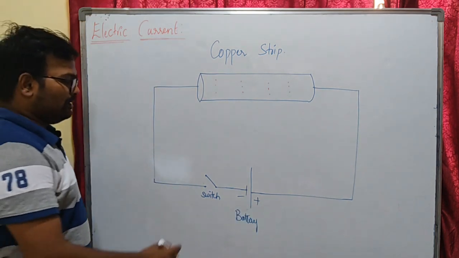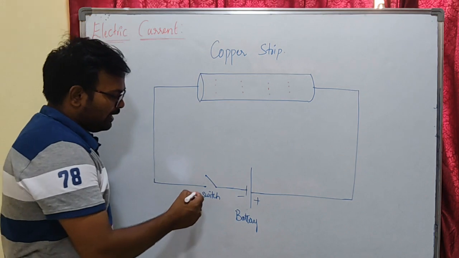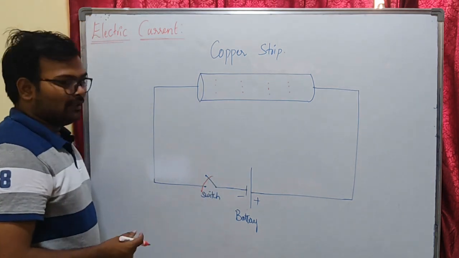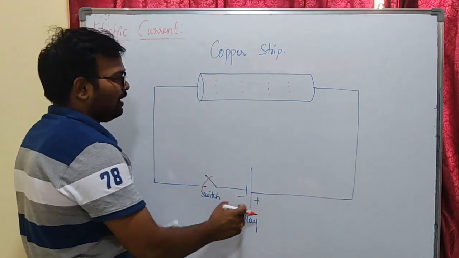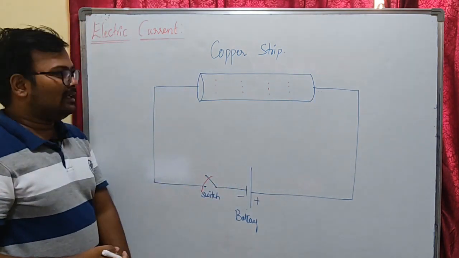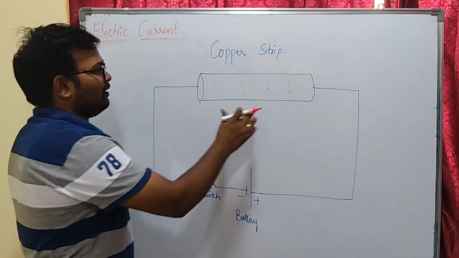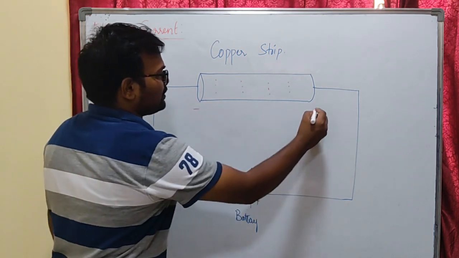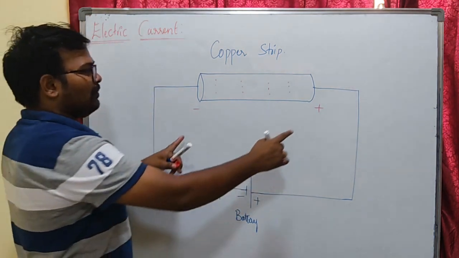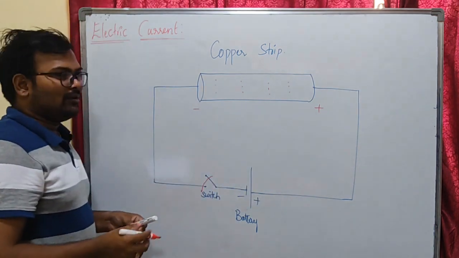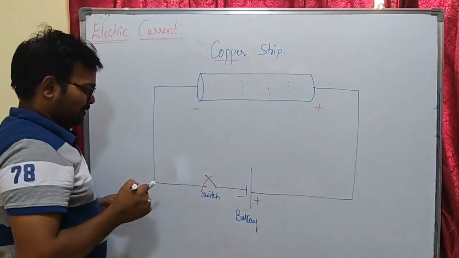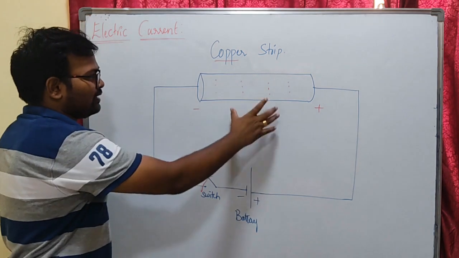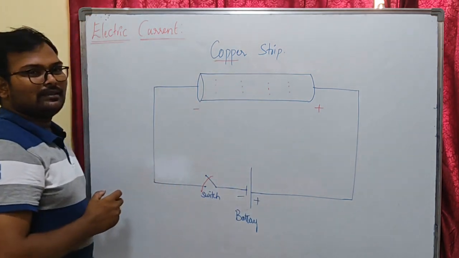Now this is a switch. Whenever I close this switch, this voltage will be applied across the copper strip. Voltage is nothing but a pressure, or two opposing forces. If this is my negative terminal, this will be the plus terminal. That means some pressure will be applied on the conductor. Copper is nothing but a conductor. Now I am going to apply some voltage across the conductor, so the conductor will experience some pressure.